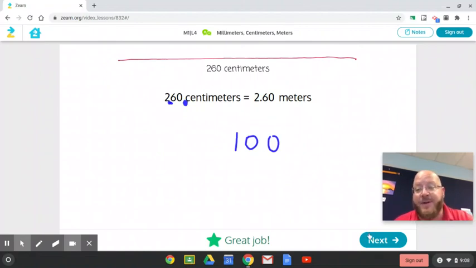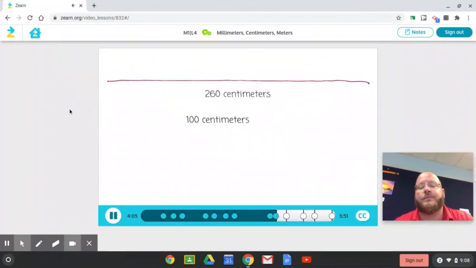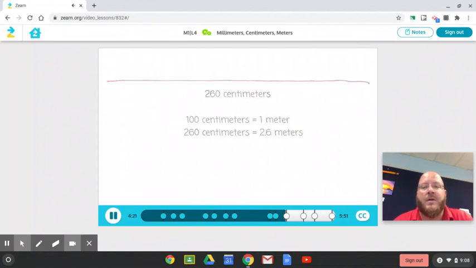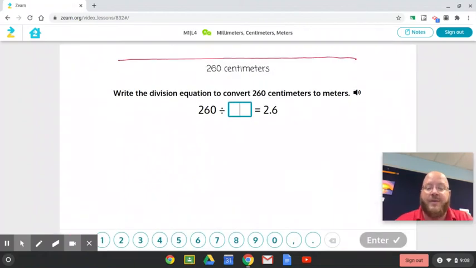Okay, it's getting kind of involved today, guys. 100 centimeters equals 1 meter. So 260 centimeters equals 2 6/10 meters. Yes. Write the division equation we used to convert 260 centimeters to 2 6/10 meters. Okay, we had to put it into groups of 100. Why? Because there's 100 centimeters in 1 meter. So we want it in groups of 100 so we know how many meters we have.